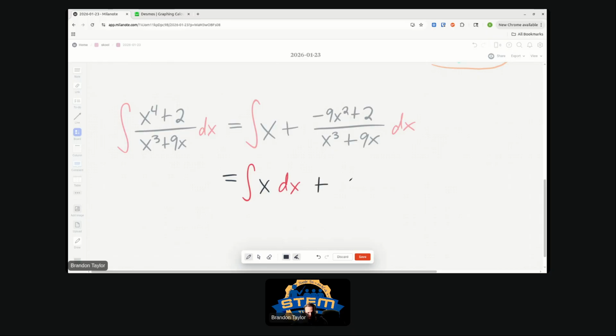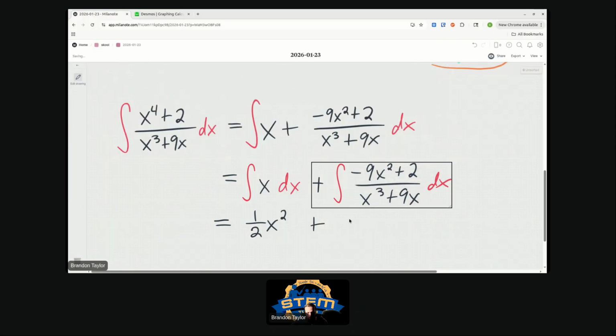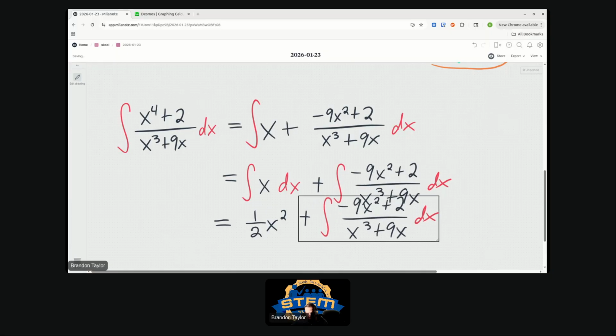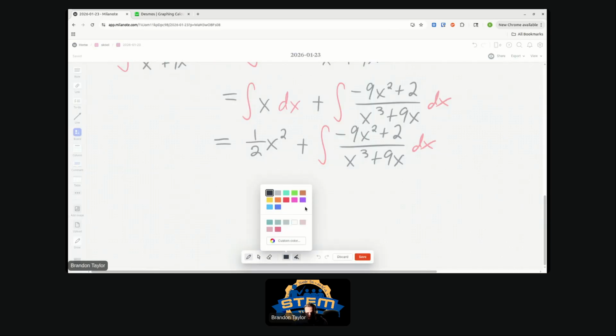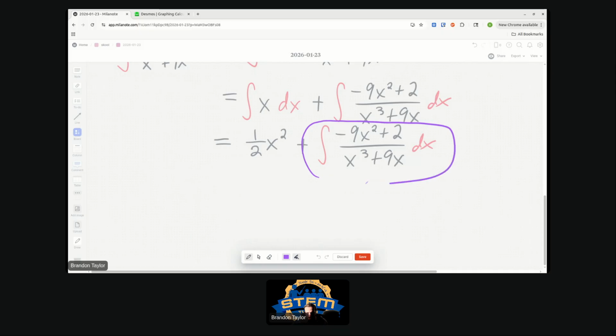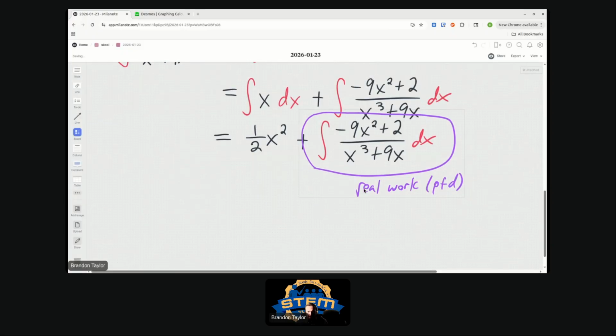So if I integrate that, plus the integral of negative 9x squared plus 2 all over x cubed plus 9x. This is easy. We already know that's 1/2 x squared by the anti-power rule, right? And now the real work comes in where we try to find this. So this is the real work now, and we would do that with partial fraction decomposition. Hopefully that makes sense.